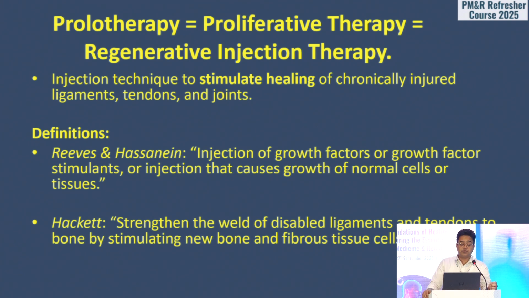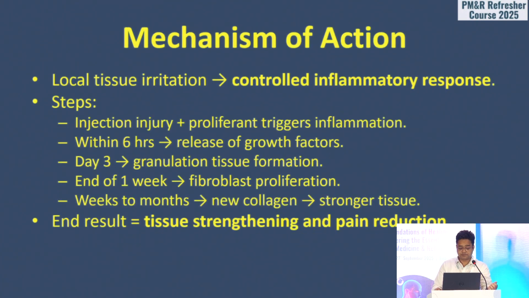Now prolotherapy. It is a part of regenerative injection therapy, or proliferative therapy, an injection technique to stimulate healing of chronically injured ligaments, tendons and joints. The definition: injection of growth factors or growth factor stimulants, or injection that causes growth of normal cells or tissue. Another definition: strengthening the weld of disabled ligament and tendon to bone by stimulating new bone and fibrous tissue cells.